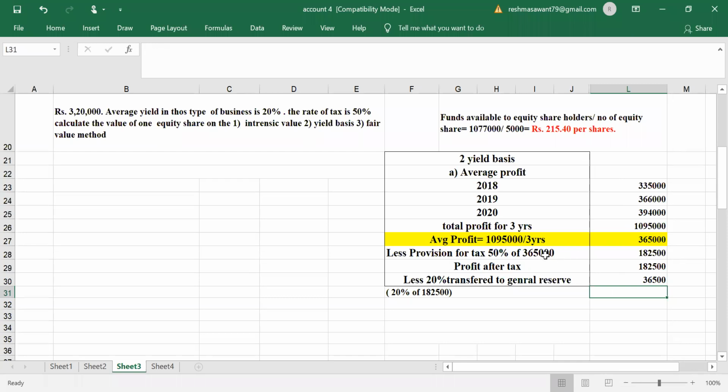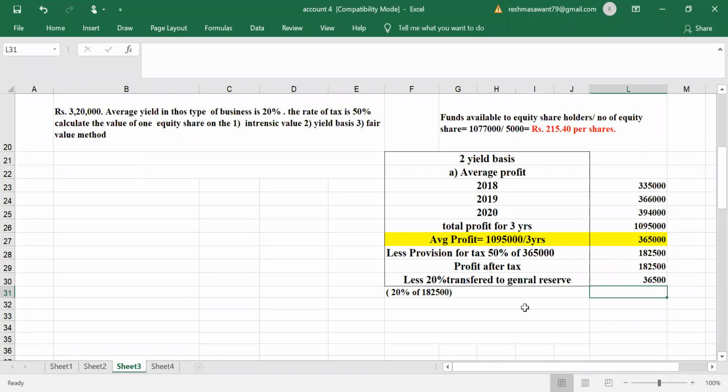Now, if any tax is there, the tax percentage is given as 50% of profit. So 50% of 3,65,000, you will get your answer 1,82,500. That is your tax amount. So when you reduce 3,65,000 less tax, you will get profit after tax 1,82,500. From 1,82,500 again reduce the 20% transfer to general reserve. It must be calculated on 1,82,500, that is the profit after tax.